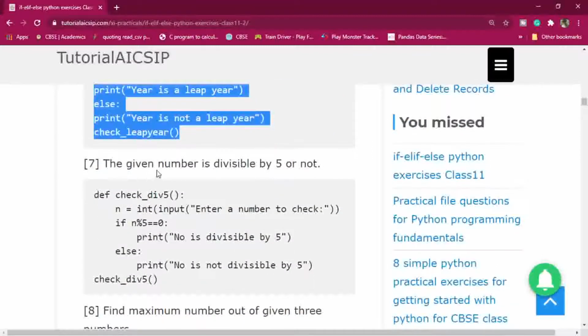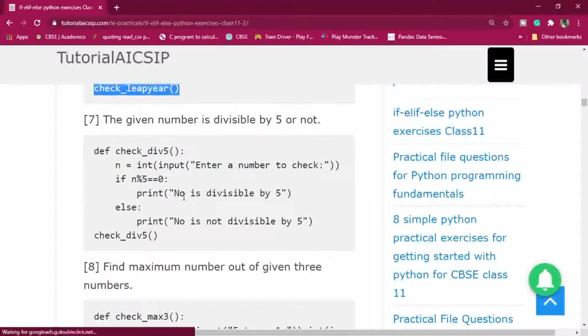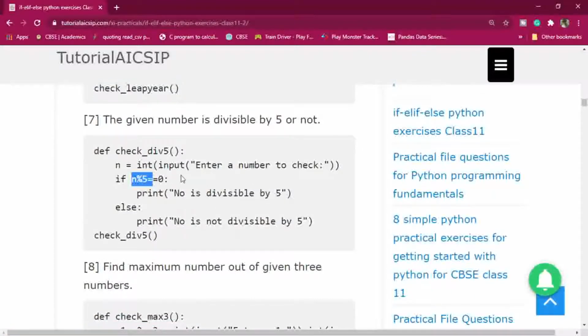The next program is whether the given number is divisible by 5 or not. This is also a little bit similar to the odd or even number program, so it is very simple. Number modulo 5 equal to 0 means it is divisible by 5, else not divisible by 5.